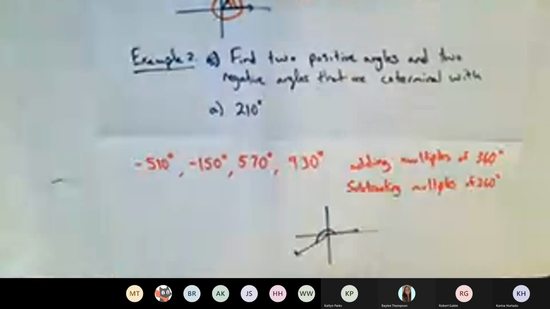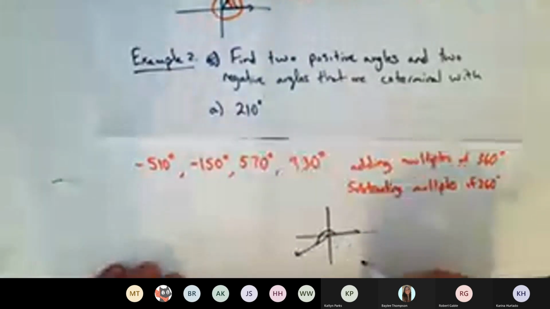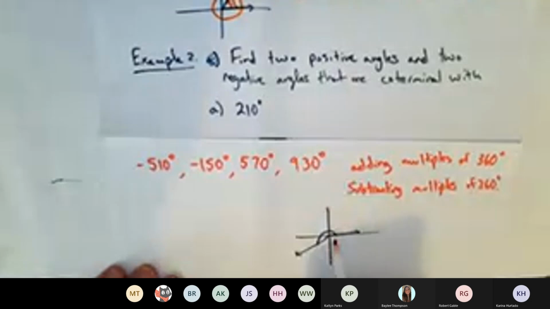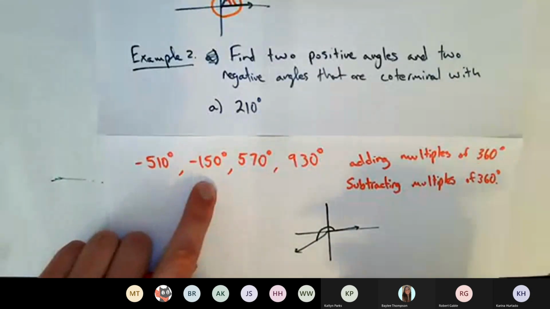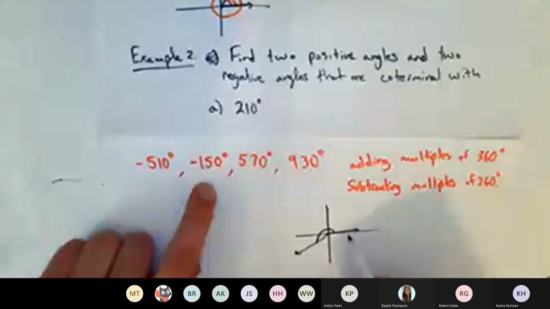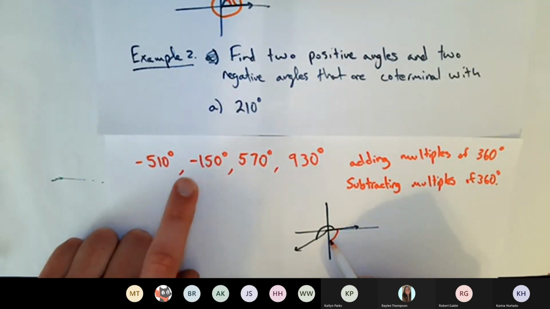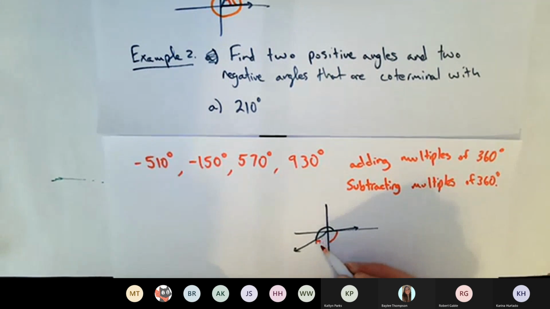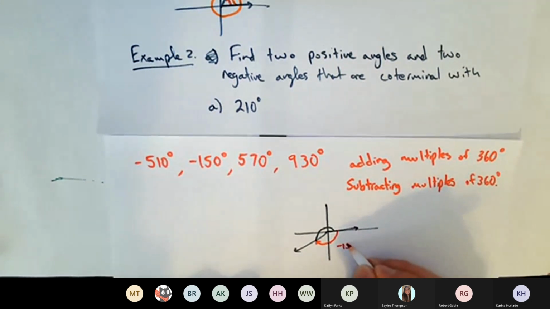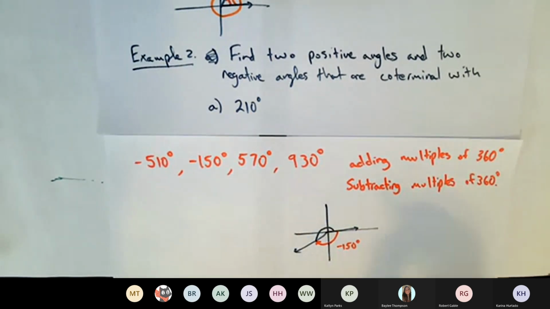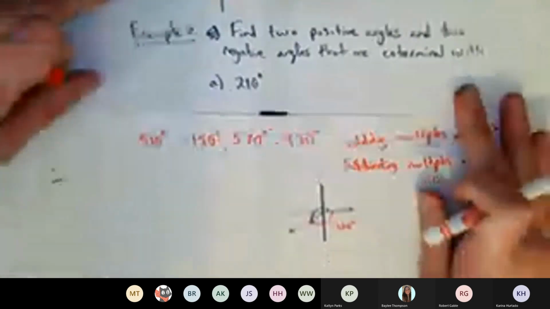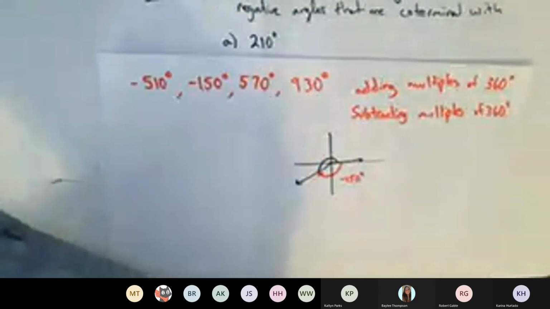Does negative 150 work? Well, think about negative 150. I'll just look at this one in particular. Does it end up at this angle? Negative 150 means I'm measuring clockwise from the positive x-axis. This would be 90, right? From here to here would be 90. I need to go 60 more degrees. That pretty much looks like it would end there. So that's the negative 150, confirming that it is in fact coterminal with this 210 degree angle. Okay, let me check. Are we good?